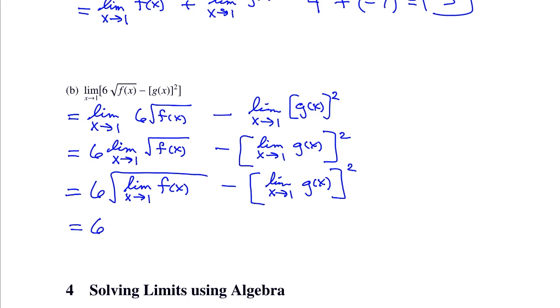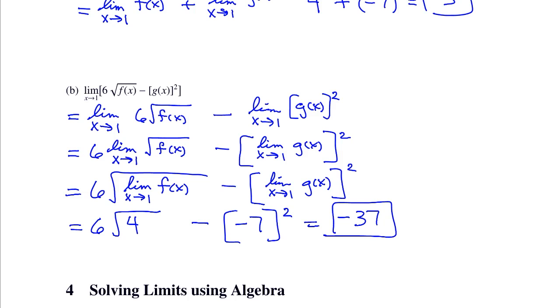And then we evaluate. The limit as x goes to 1 of f of x was 4. And the limit as x goes to 1 of g of x was 2. Was negative 7. And then that's squared. And if you work all that out, you get negative 37. Questions?